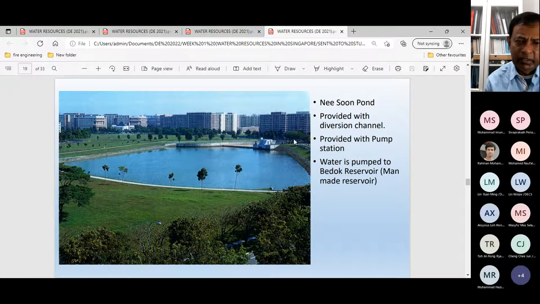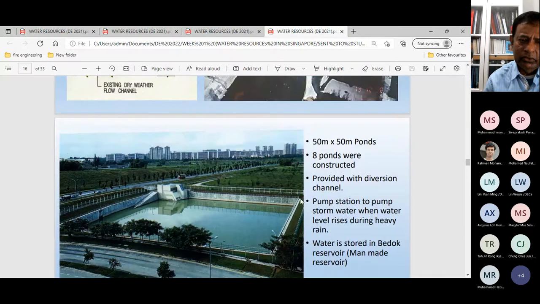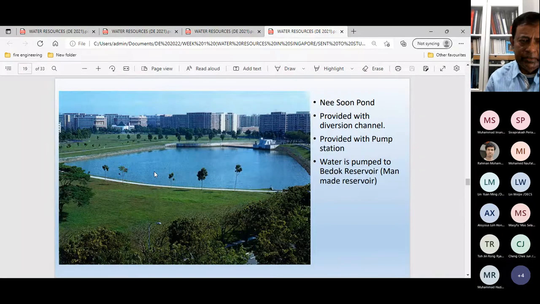So altogether, the PUB has constructed a total of 8 ponds like this. These are the holding ponds. Eight of them have been constructed to divert the rainwater which is flowing through the stormwater drains and collect it in the holding ponds. And any excess water will be pumped into the Bedok reservoir.